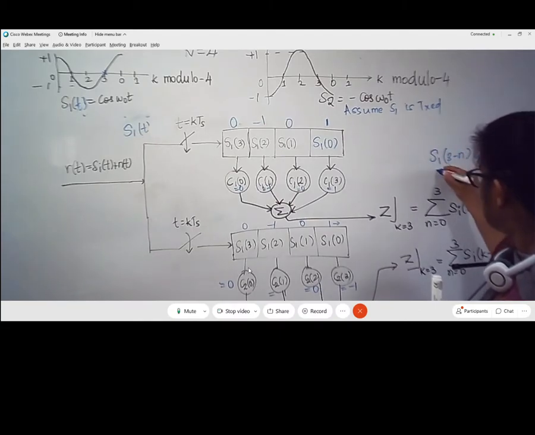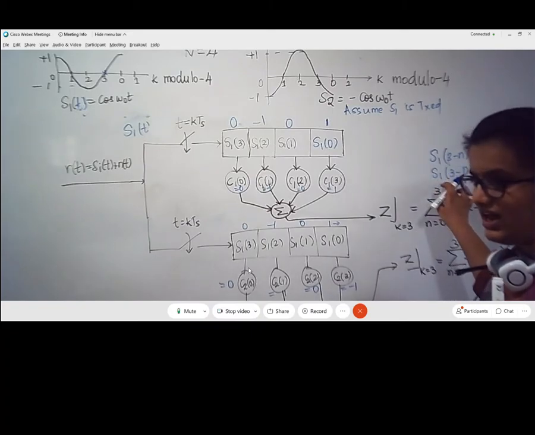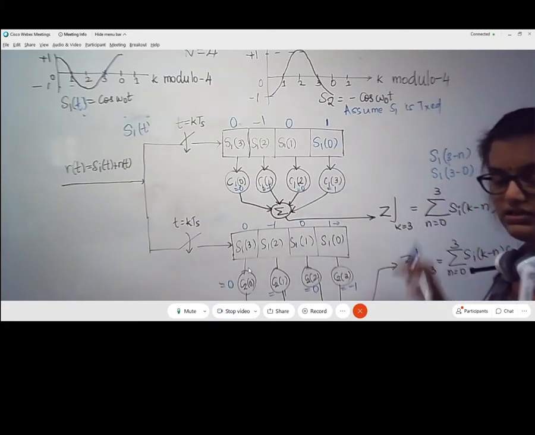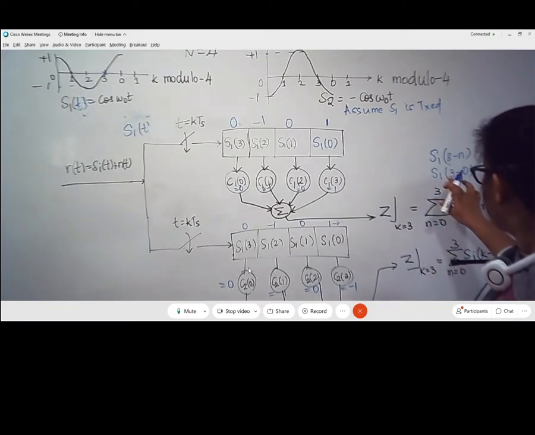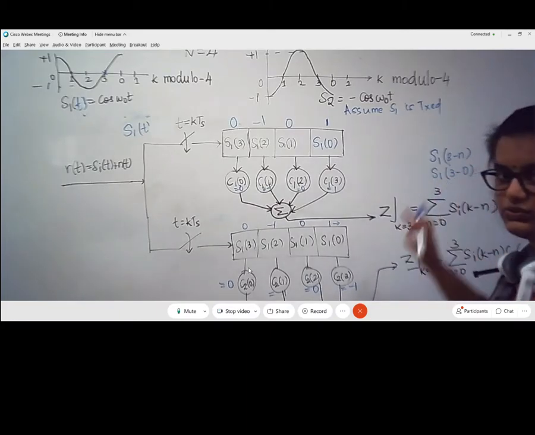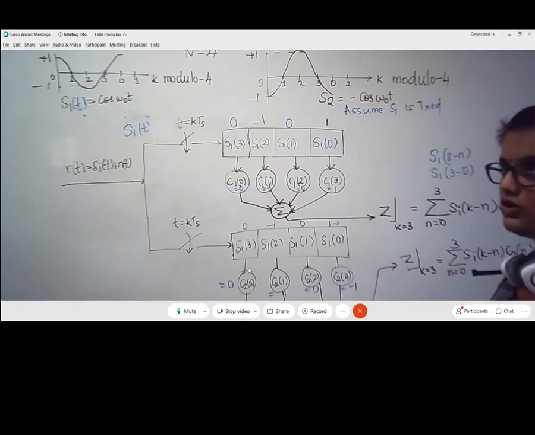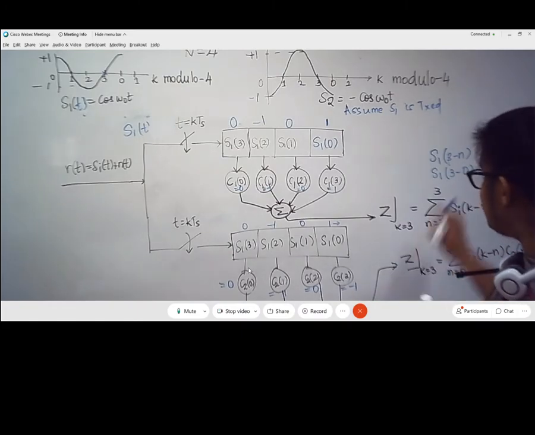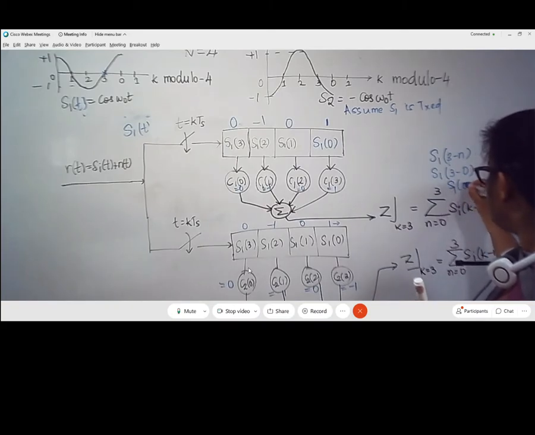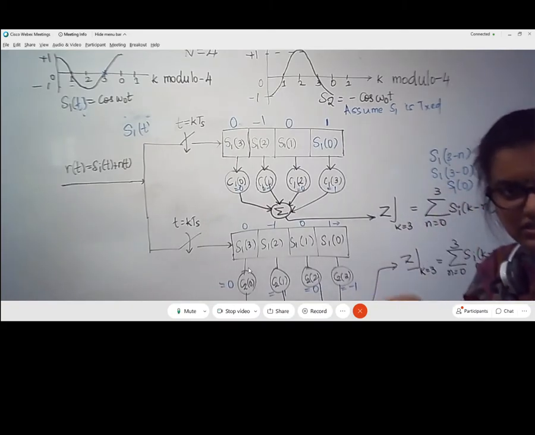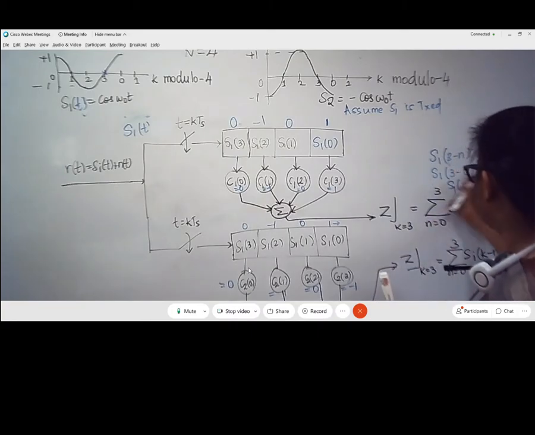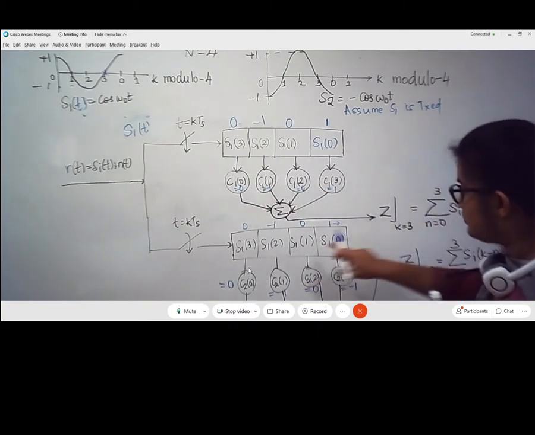In the first instance, S1 of 3 minus 0 means it was there for 3 clock cycles. If it is equal to 2, then it was there for 2 clock cycles. If it is equal to 1, it was there for 1 clock cycle, and S1 of 0 will be the instantaneous sample that is available at the 4th clock cycle. That is the last one. So please observe here.